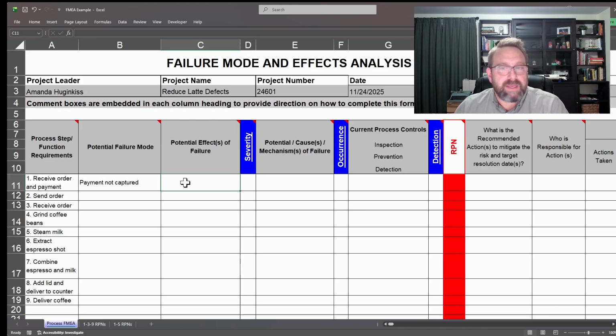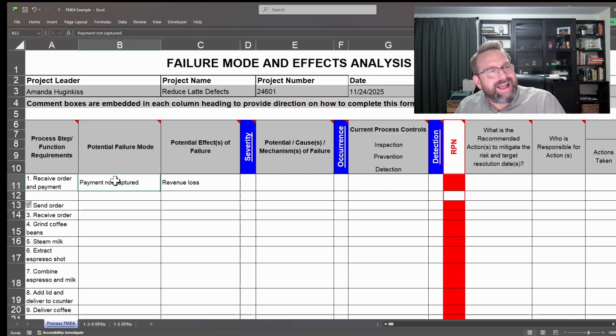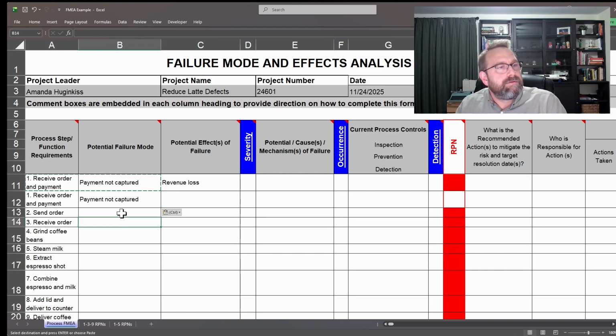So what's the effect of the payment not being captured? Well, there's a revenue loss. So we lost some money here. Any other effects from this failure? I think there's probably a few. So what we do here is, like I said, there can be a one-to-many relationship between the failure mode and the effects. So we're going to insert a row here. And now I think you have to bring these down, because once you sort all this, I want to be able to sort all this. And then you get some formatting issues here, but we'll probably have to deal with that later.